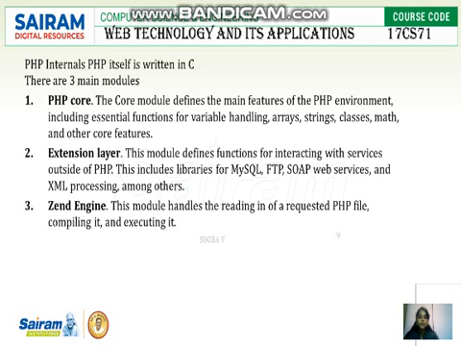PHP internals has three main modules: PHP core, the extension layer, and the Zend engine. PHP core defines the main features of the PHP environment, including functions for handling variables, arrays, strings, classes, maths, and other features. The extension layer defines interaction with services outside of PHP, and includes libraries for MySQL, FTP, SOAP, Simple Object Access Protocol, which is the main web service used here, and XML processing, among many others. And the Zend engine handles reading in a PHP file, compiling it, and executing it.